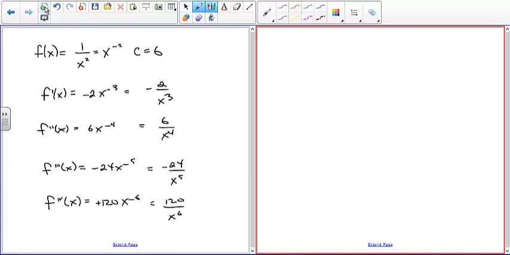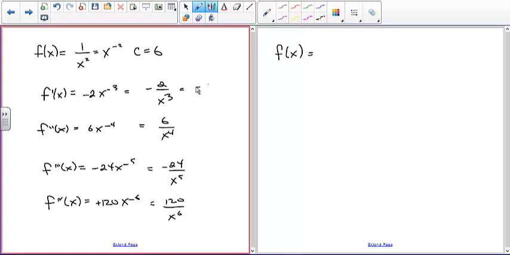So if we wanted to write the f of x, we need to evaluate these at 6. C equals 6, so that's actually going to be negative 2 over 6 cubed. This would be 6 over 6 to the 4th. It's going to be negative 24 over 6 to the 5th power. This will be 120 over 6 to the 6th power.